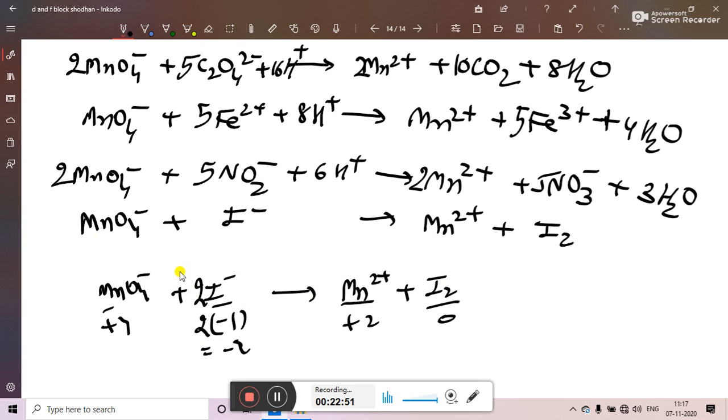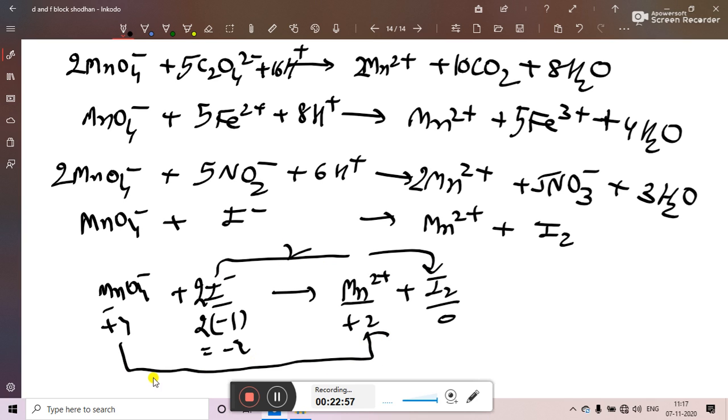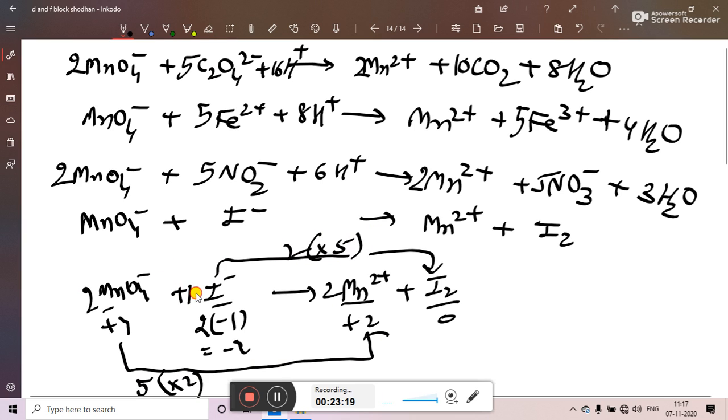So here iodide undergoes oxidation by 2 and permanganate undergoes reduction by 5. So we have to multiply 2 with 5 and 5 with 2. Wherever this arrow goes, we have to multiply with 2, and wherever this arrow goes, we have to multiply with 5. Here 2 is already there. When we multiply with 5, it will become 10, so it will become 10I minus. And this will become 5I2.